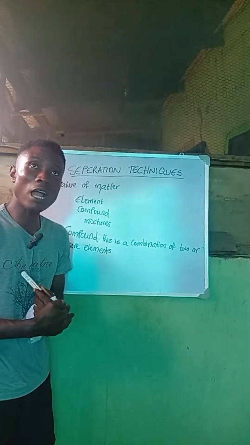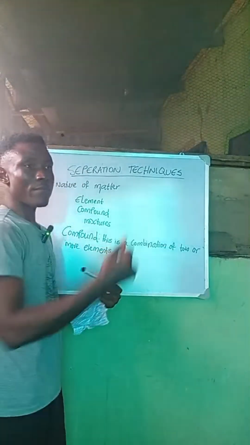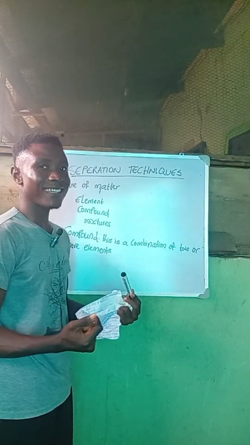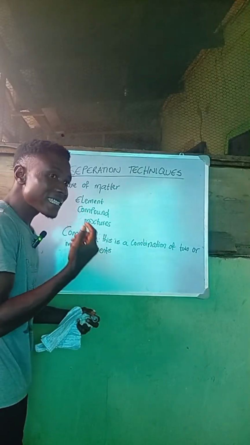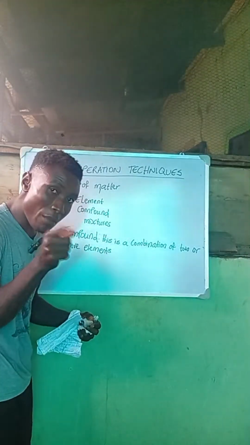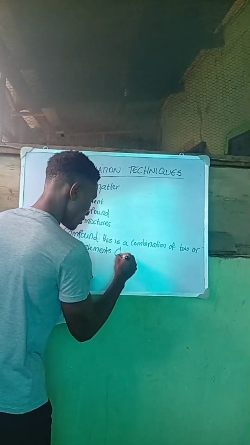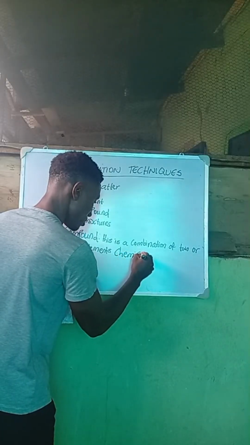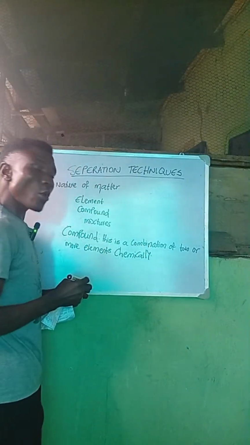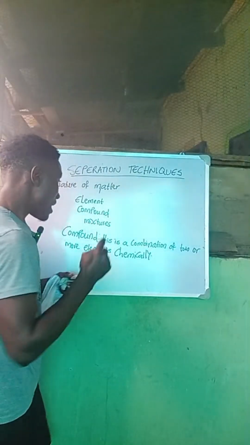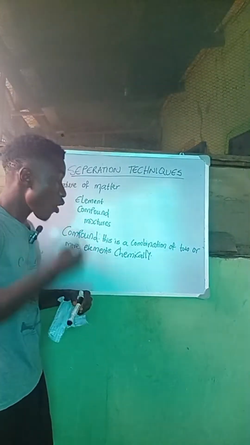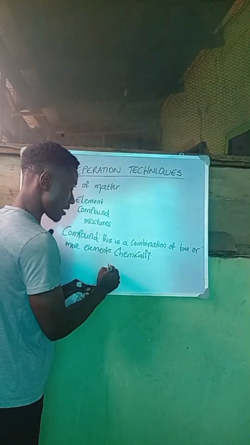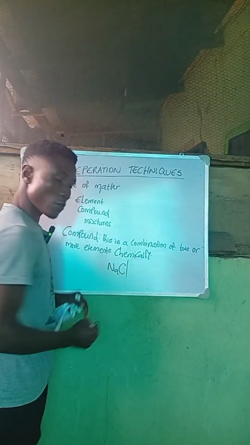It's more than just a combination. It's a combination of two or more elements chemically. Full stop. So we can paraphrase this by saying it's a chemical combination of two or more elements.